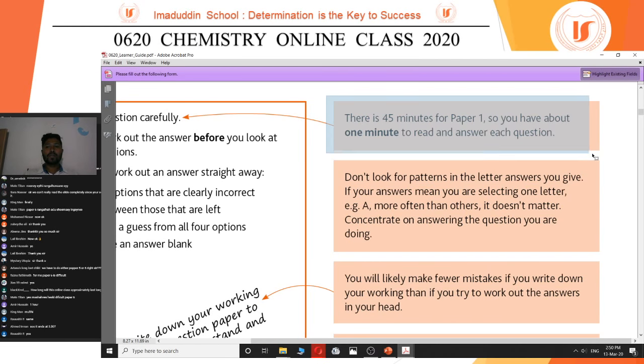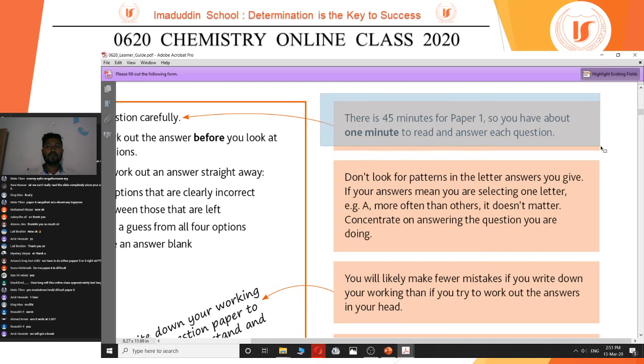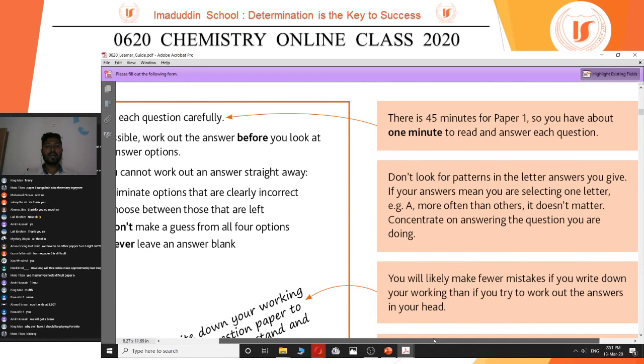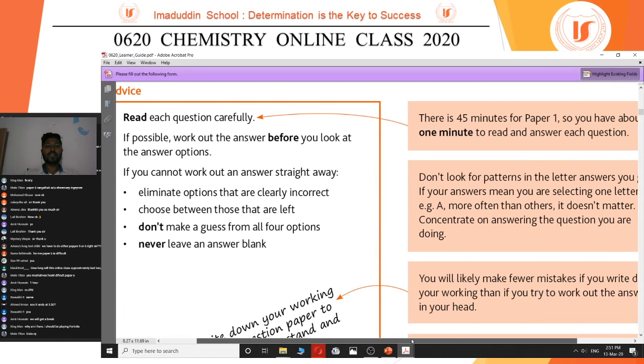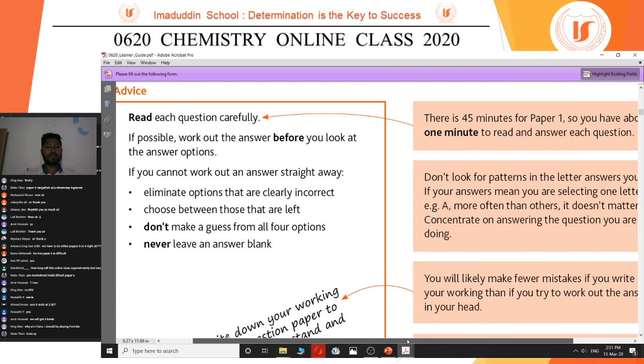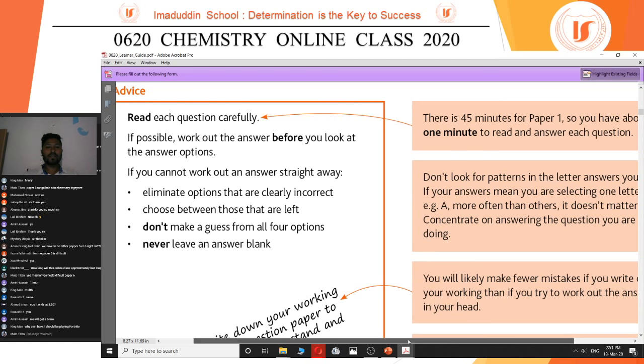This is a very important point. For the MCQ paper, that is paper 2, you will have only 45 minutes. That means you have only 1 minute to read and answer each question. 40 questions will be there. So you have to read questions carefully, but at a faster pace. You have to practice and work on your time management. It can be a challenging task if you are a little bit slow in reading.